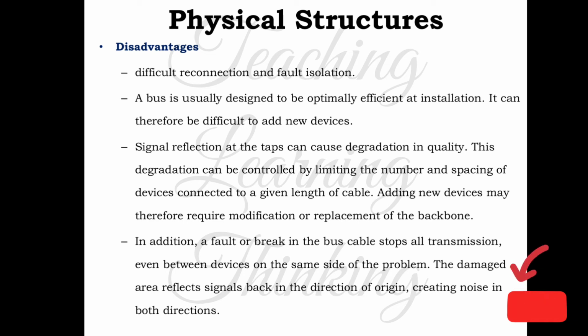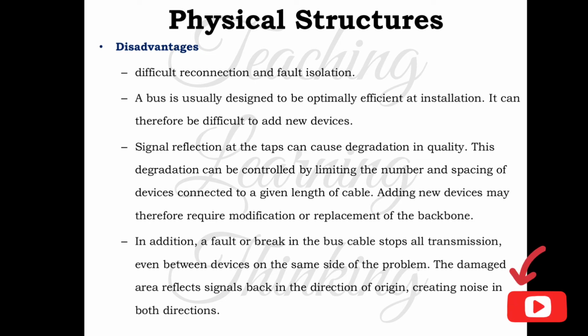Signal reflection at the taps can cause degradation in quality. So in bus topology, signal degradation can occur. This degradation can be controlled by limiting the number and spacing of devices connected to the length of cable. When we reduce the number of devices connected to the bus topology, we can reduce the signal degradation. And adding new devices may therefore require modification and replacement of the backbone. In addition, a fault or break in the bus cable stops all transmission. So we have seen that the backbone of the bus topology is that one cable.